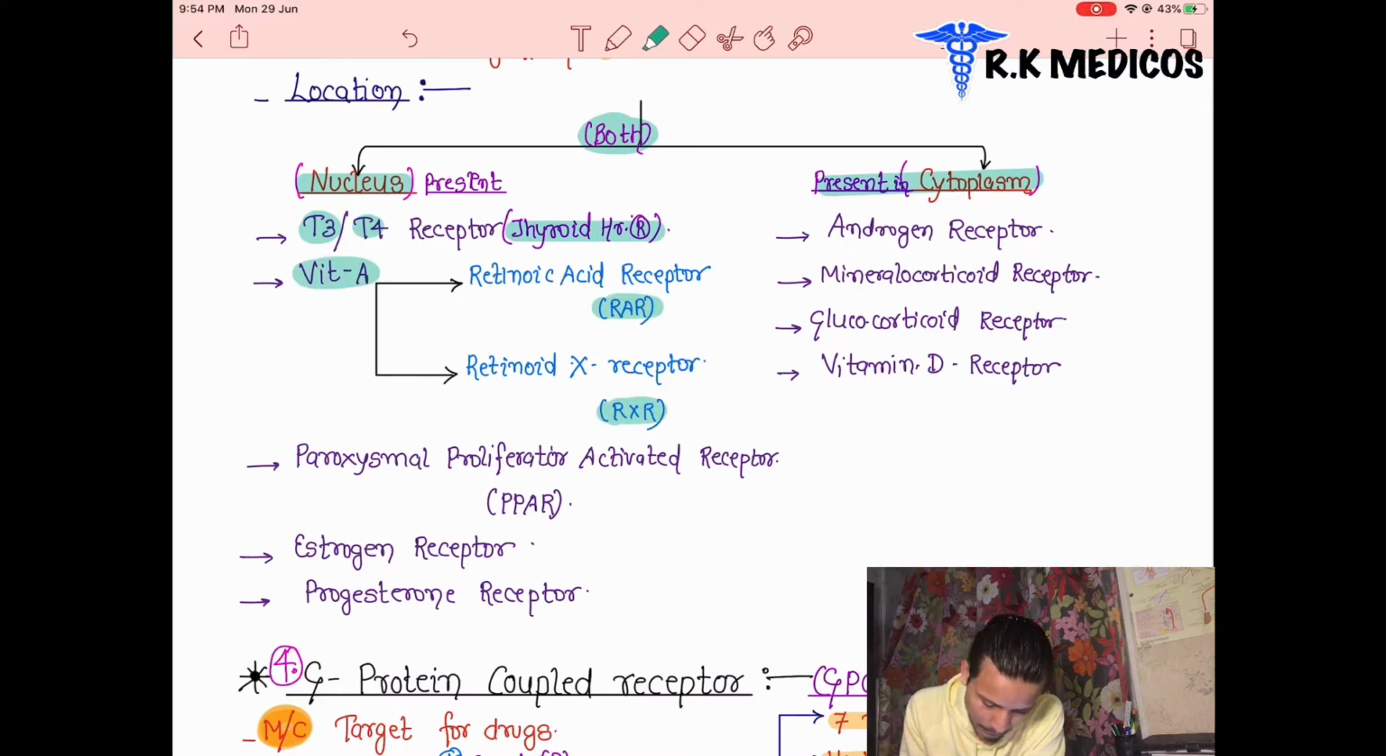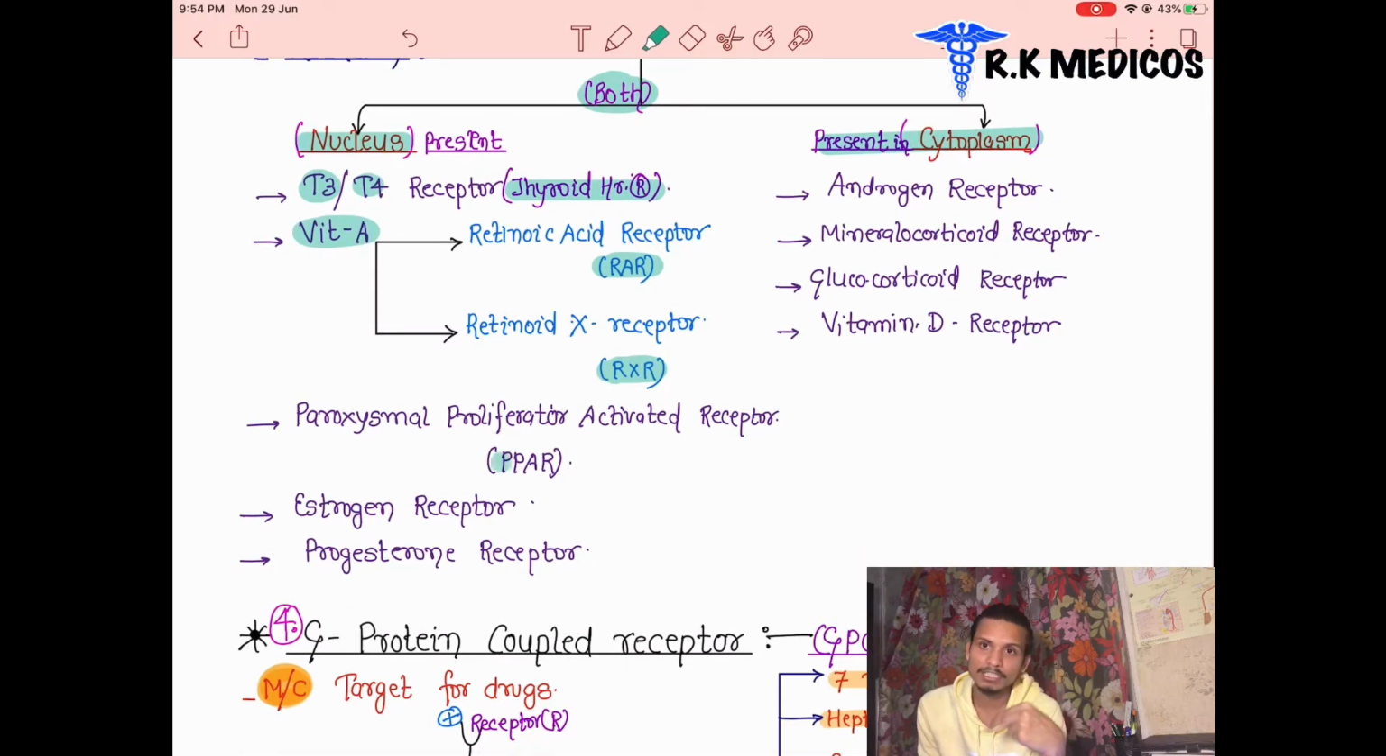The thyroid hormone receptor, that is the T3, T4 receptor. Next one is the vitamin A receptor. Vitamin A has two types of receptor, RAR and RXR. RAR is the retinoic acid receptor and RXR is the retinoid X receptor. So these are the two vitamin A receptors. These are also present in the nucleus of the cell, and the T3, T4 thyroid receptors are present inside the nucleus.